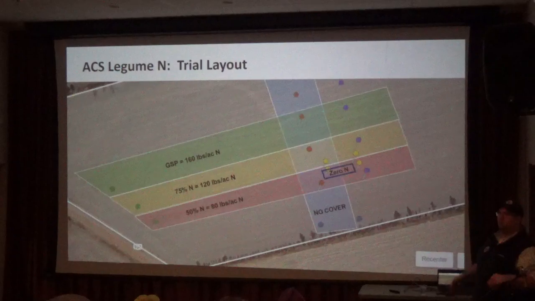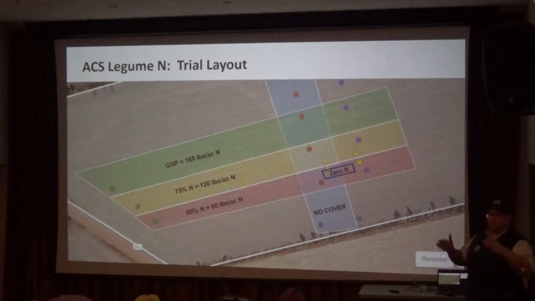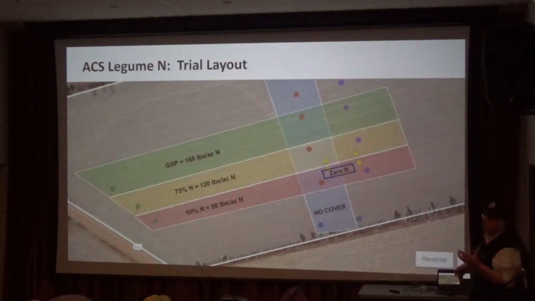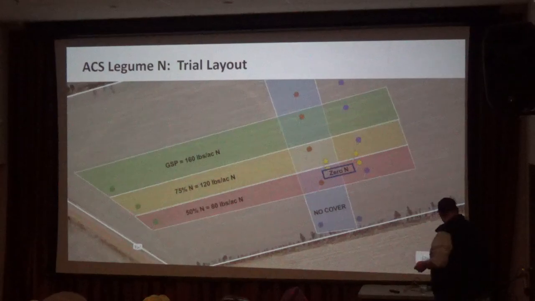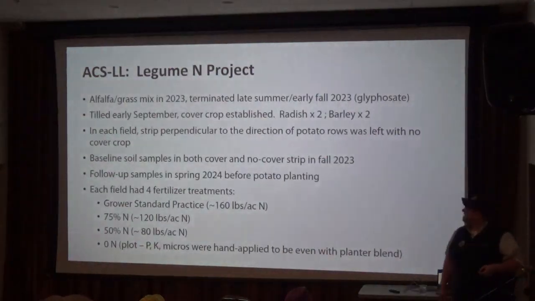And that way we only had to do one strip for each nitrogen rate as opposed to having a cover crop section and no cover crop section and then duplicate the rates in each. So we tried to make it a little more operationally easy for the farmer, and operationally easy for me and Kyra.